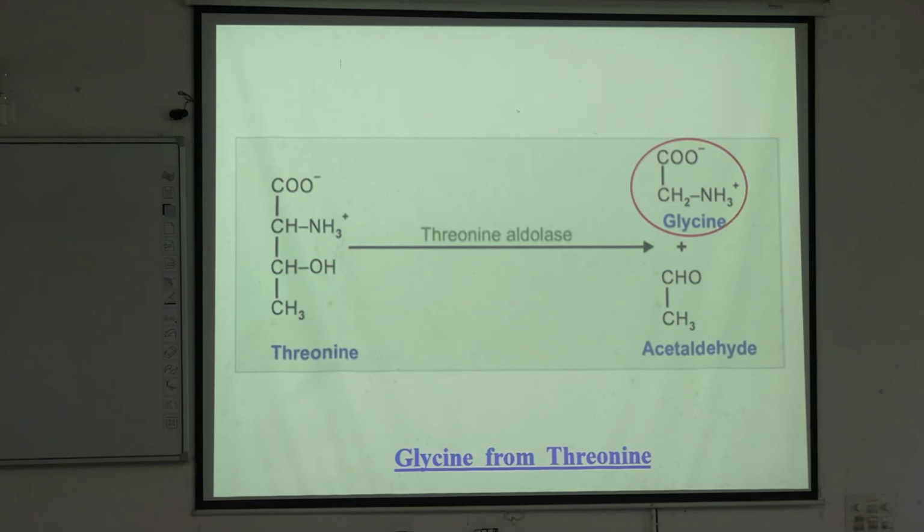So, threonine aldolase, threonine. You look at the structure of threonine. You see, this is the structure. This structure is basically glycine. And if you remove one H from here, then it will make a glycine. Now, the only thing is that CH3 and CHO will be available. So, basically that will be forming acetaldehyde. Do you get my point? There is a simple thing, the only thing I have to remember is the name of the enzyme.